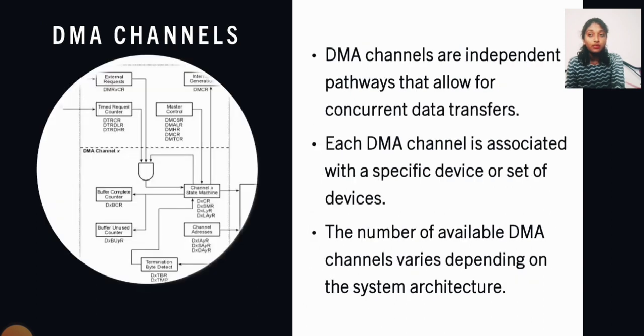So let's see the DMA channel. DMA channels are independent pathways that allow for concurrent data transfer. Each channel is associated with a specific device or set of devices. The number of available DMA channels varies depending on the system architecture.